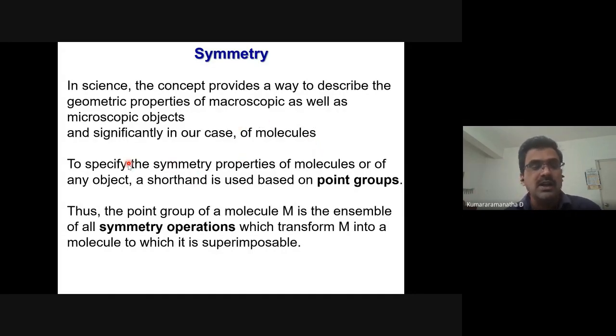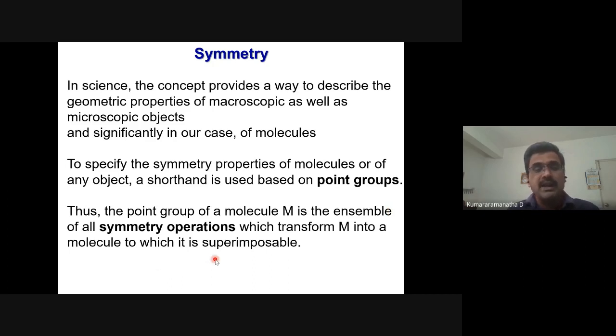Now, in order to discuss symmetric properties, we use a shorthand notation called point groups. We have a very small topic on symmetry. I do not want to discuss more about it, but as I told, I don't mind discussing it when required also.